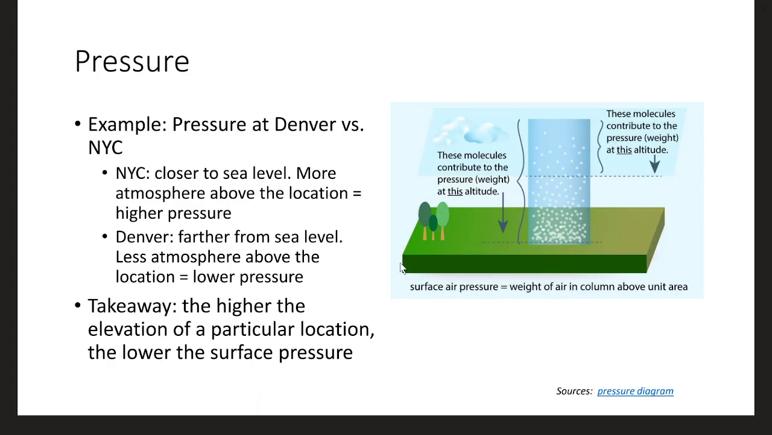An example of pressure: the pressure at Denver versus New York City. At New York City, you're closer to sea level, so there's more atmosphere above you, and because of that, the pressure is higher. Whereas Denver is a mile high, and so you're not going to have as much atmosphere above you. I used to live in Colorado, and let me tell you, there is not much oxygen out there. It is significantly harder to breathe, and that's just because there is less mass, because gravity is not as prominent. So, the takeaway: the higher the elevation of a particular location, the lower the surface pressure.